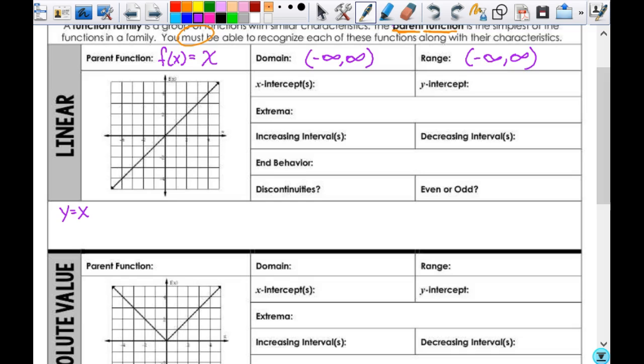Okay, so then I have to look at my x-intercepts. Where does this function cross the x-axis? At 0, 0, right? There's my x-intercept. Since it says intercept, it is written as an ordered pair, and that is 0, 0. Where does this function cross the y-axis? 0, 0. Sometimes the x and y intercept are the same thing. That only happens at 0, 0.